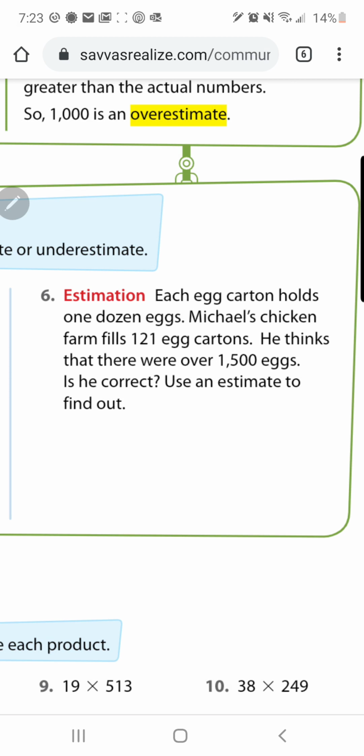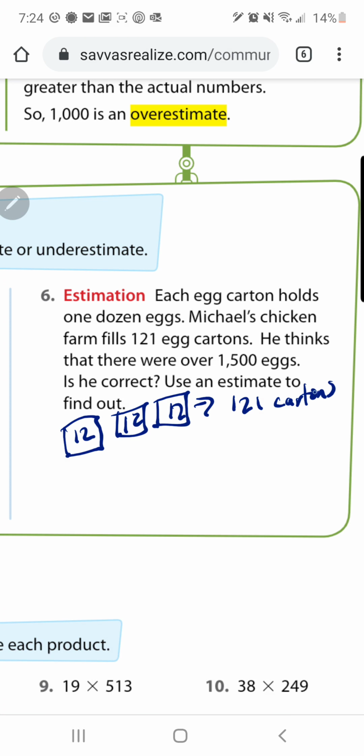Estimation. Each egg carton holds 12 eggs. Michael's chicken farm fills 121 egg cartons. He thinks that there were over 1,500 eggs. Is he correct? Use an estimate to find out. Well, the question here is, how many eggs do you put in a carton? It says 12, so we have a total of 12 eggs in each carton. How many cartons do you have? 121. So there's one carton with 12 eggs, another carton with 12 eggs, and so on until you go to 121 cartons. This tells me that I'm going to be using groups and the number in each group, so I'm going to have to multiply 121 times 12.